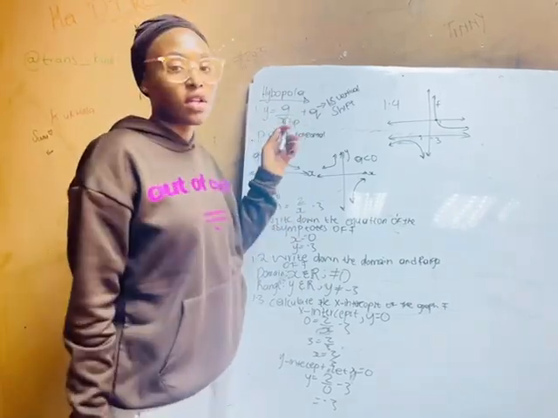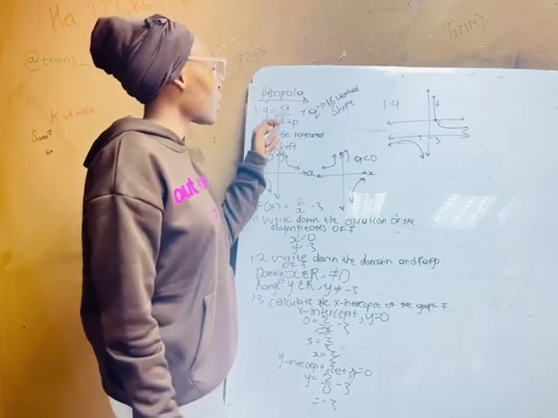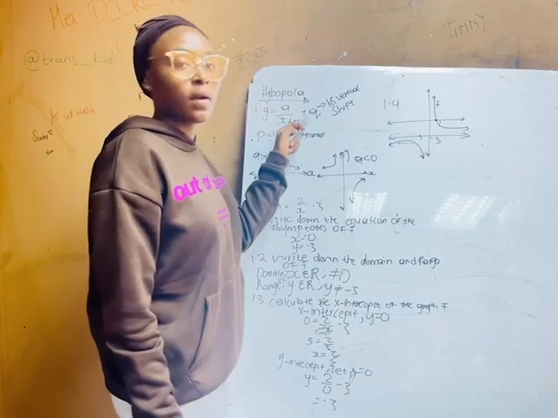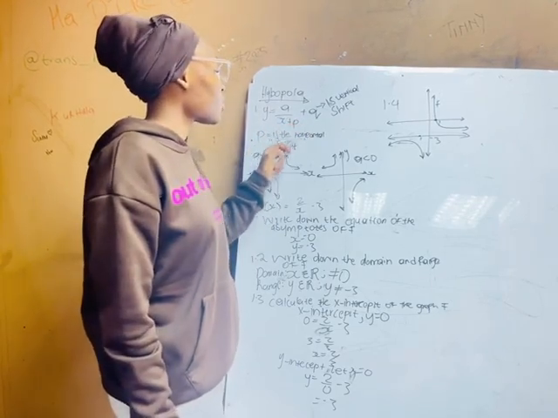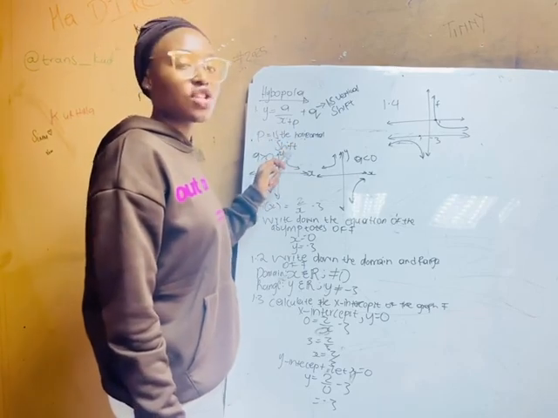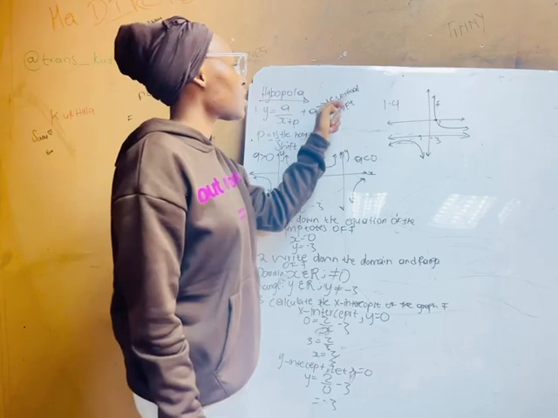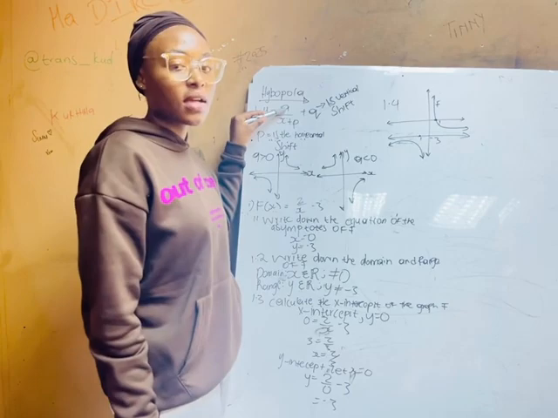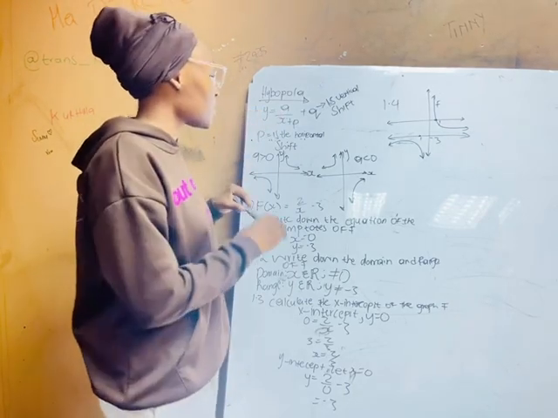The equation says y is equal to a over x plus p, plus q, where p is the horizontal shift, and q is the vertical shift, which is also the asymptote. Then a, don't forget, tells us the shape of the graph. Here is the shape of the graph.